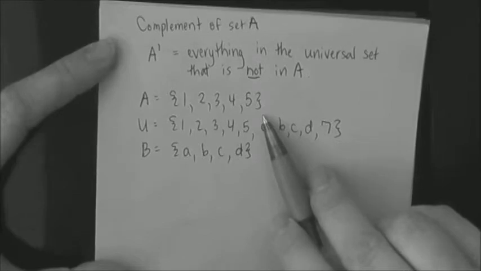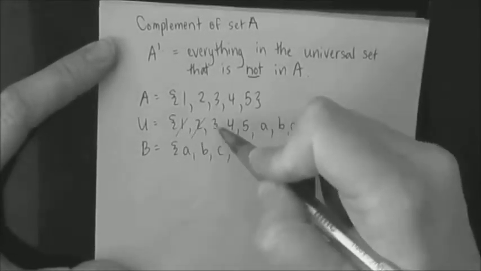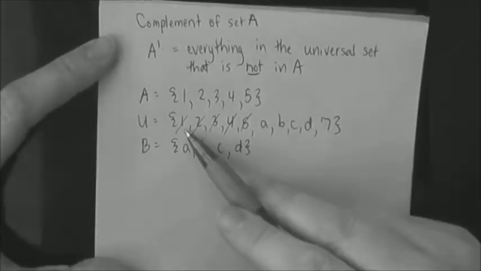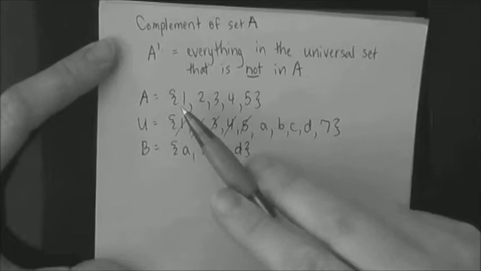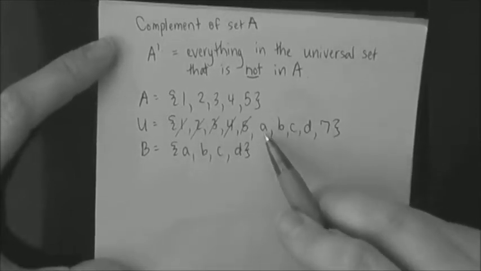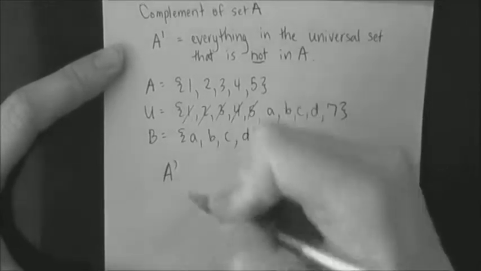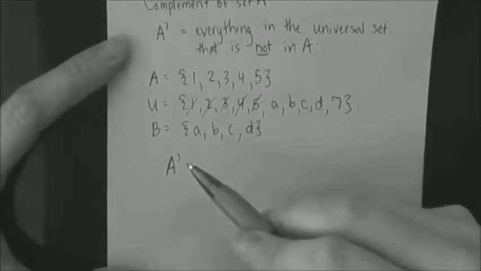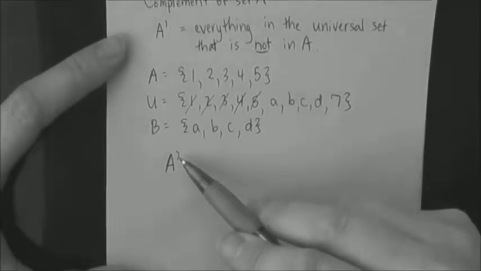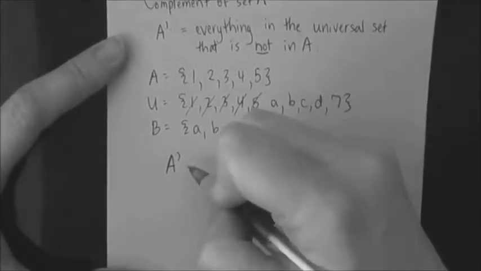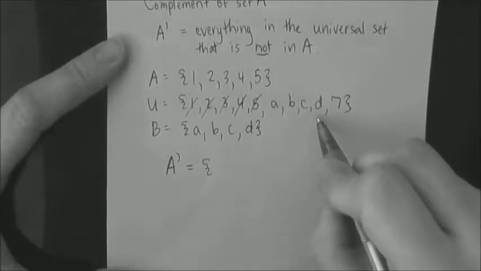So for example here, if I was looking for A complement, I would look at my universal set, and I would look at A, and what I would do is go through the universal set and cross off the elements that are in A. Crossed off my 1, my 2, my 3, my 4, and my 5, because those were the elements that were in A. So everything that's left over, that is A complement, A with the little apostrophe. And when you see that in MyMathLab, you have to be sure that you notice when it has a little apostrophe, that means it's the complement. So A apostrophe is A, B, C, D, 7.